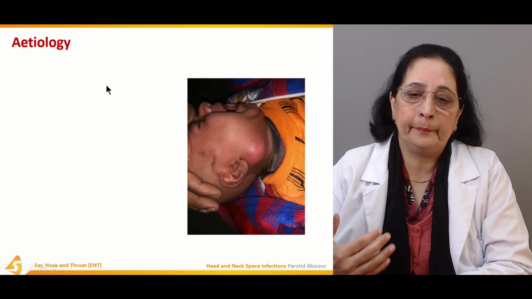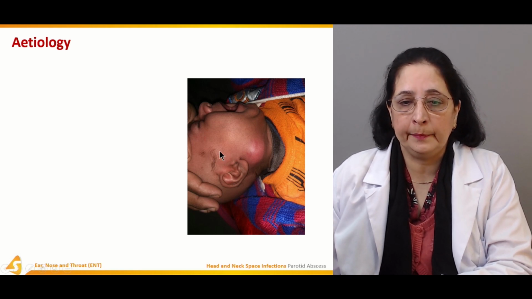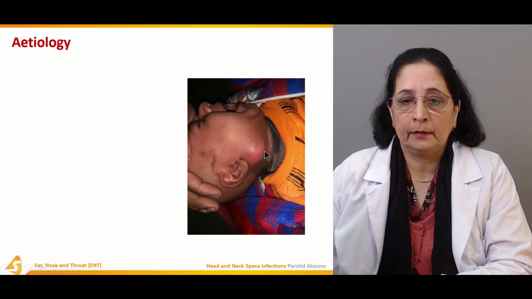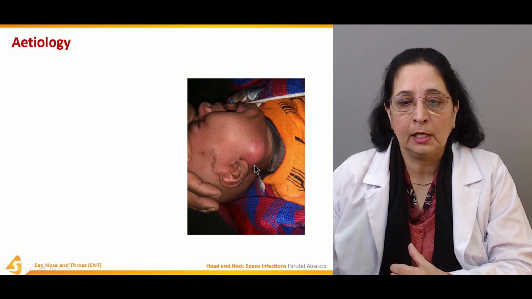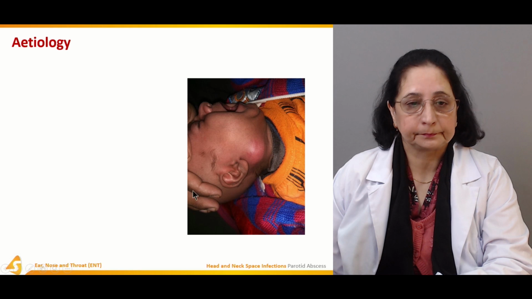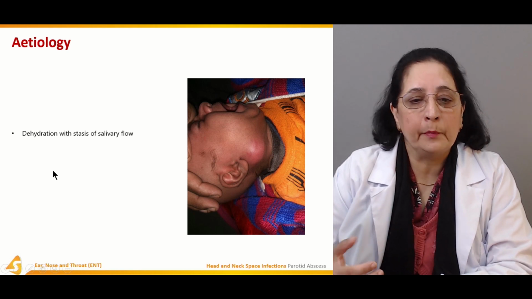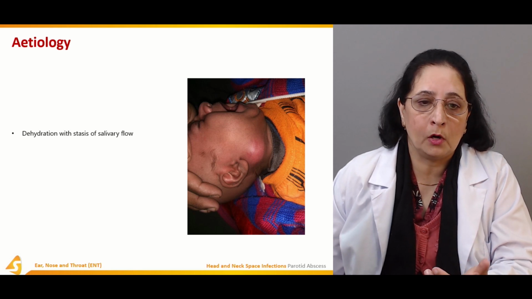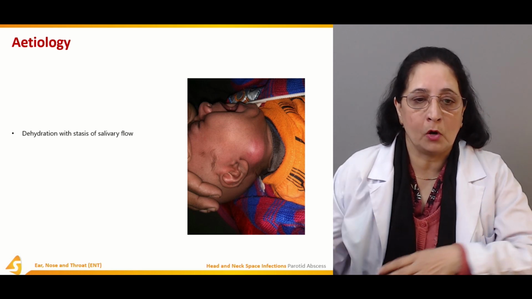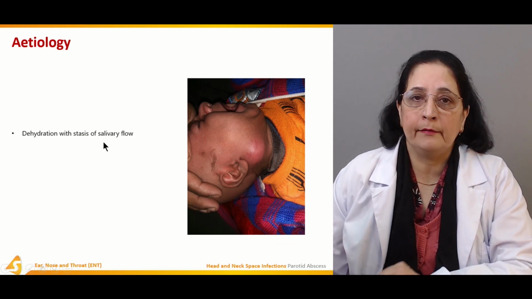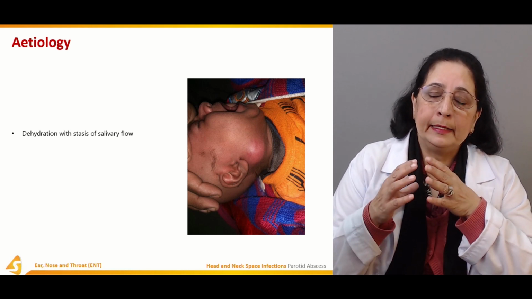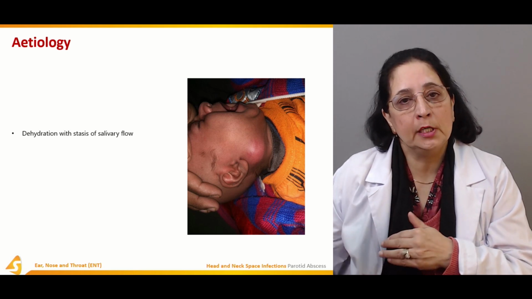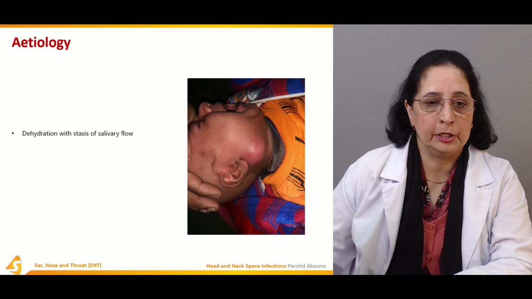The causes of parotid abscess, if you see a very clear picture of parotid abscess here, this small child has very bad parotid swelling and inflammation and abscess formation, and this is the parotid abscess. Causes of parotid abscess formation: dehydration is one cause. And what does dehydration do? It causes stasis of salivary flow also. So dehydration with stasis of salivary flow can cause obstruction and lead to all these infections and abscess formation.